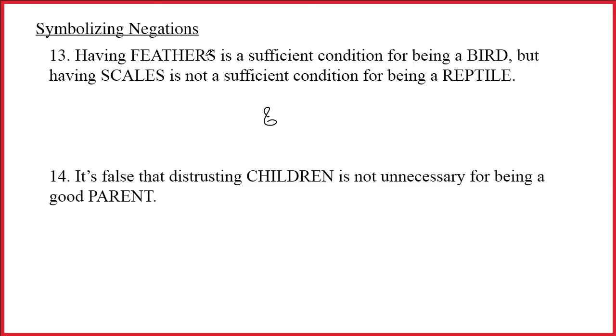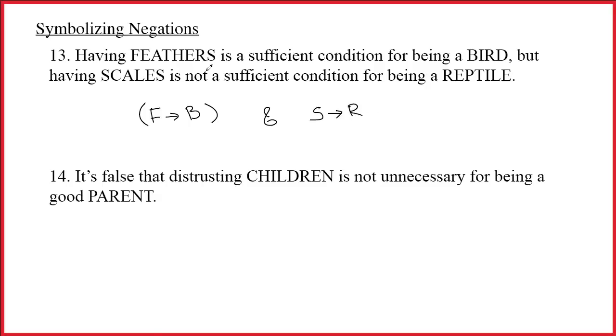Now, having feathers is a sufficient condition for being a bird. Well, that's easy, right? What is sufficient is the antecedent. Having feathers is sufficient for being a bird, so this is just F arrow B on the front side. And on the back side we've got scales is not a sufficient condition for being a reptile. Well, how do we symbolize scales are sufficient for being a reptile? That would just be S arrow R.